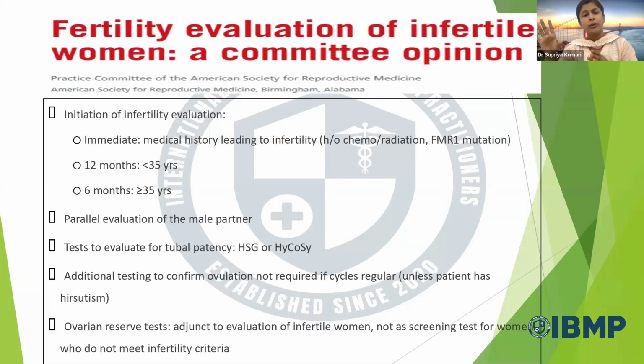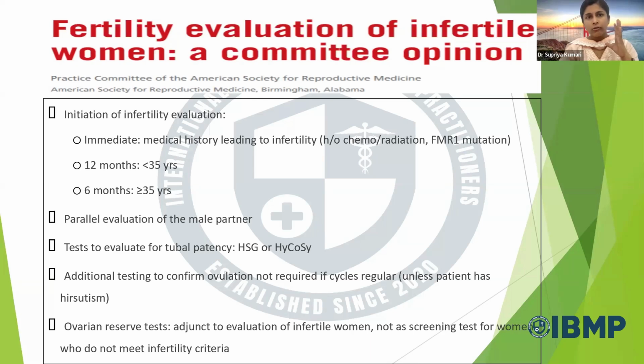Right? Whenever we are doing infertility evaluation, the male partner has to be evaluated simultaneously. And for tubal patency, you have to do HSG or HyCoSy. Additional tests to confirm ovulation are usually not required when the patient is having regular periods. Why? Because if she's menstruating regularly, there is only a 1 to 3% chance that she is anovulatory. There's more than a 97% chance she is an ovulating female. And then we have to go for ovarian reserve tests. So, what is the idea behind the ovarian reserve test?